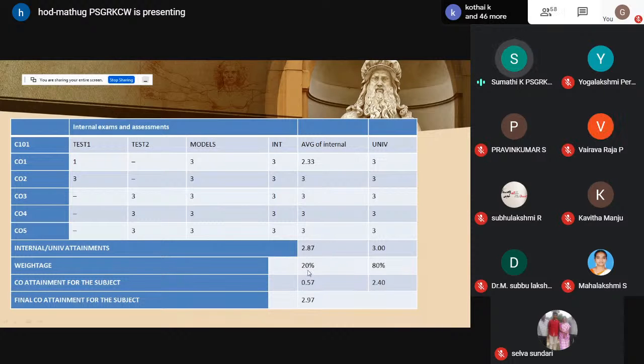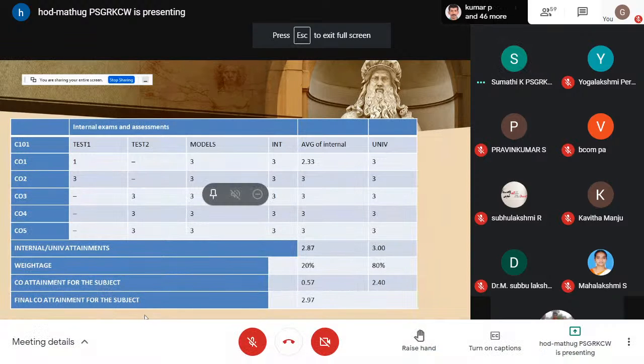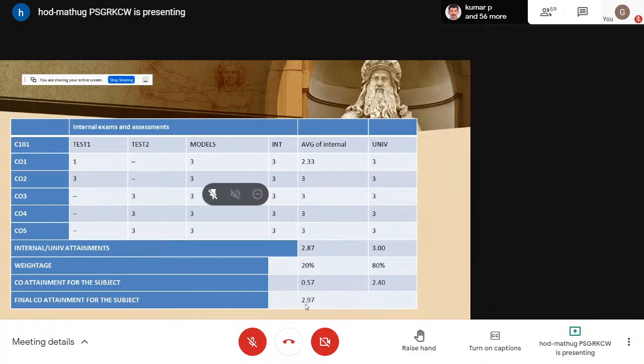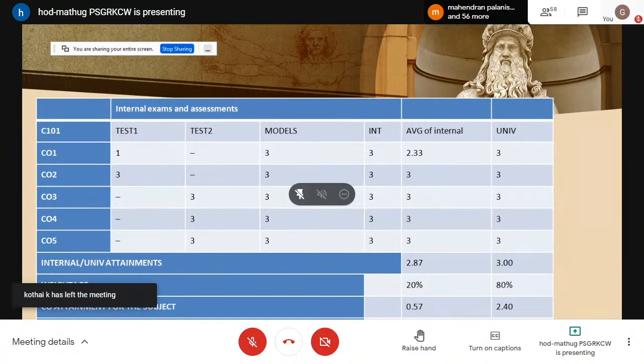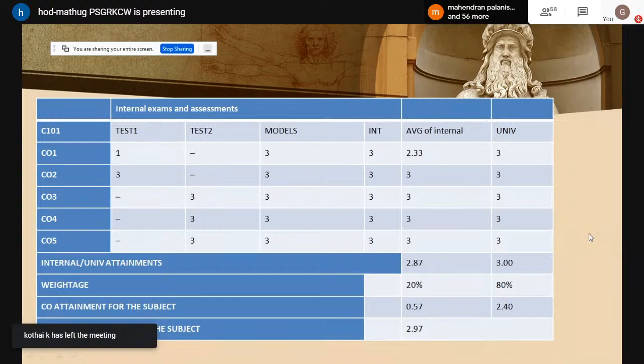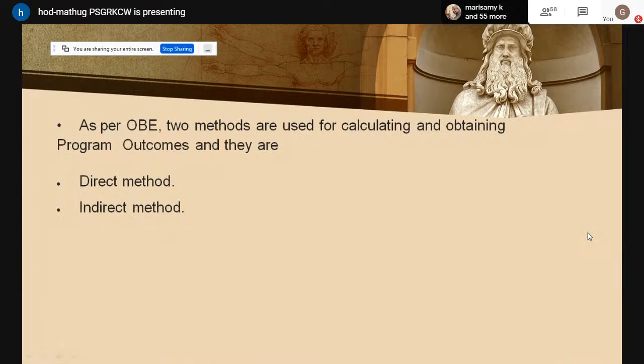2.87 multiplied by 20 divided by 100, I get a value. Similarly, 3 into 80 divided by 100, I get this value 2.4. And the final course outcome attainment for the subject, you just add these two and get 2.97. That was what was given in the previous slide. Once you have calculated the course outcome attainment, you have to do it for each course. Course 1, course 2, course 3, if you have 18 papers in your curriculum, I will be doing it for all 18 papers.